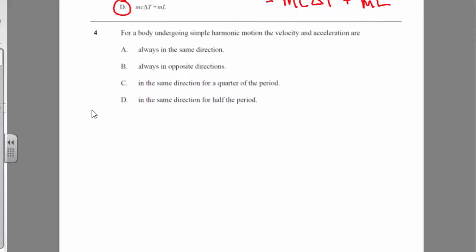Number 4, for a body undergoing simple harmonic motion, the velocity and acceleration are always in the same direction. That's not right. So we know that the definition of simple harmonic motion is when the acceleration and displacement are proportional to each other and in opposite directions.